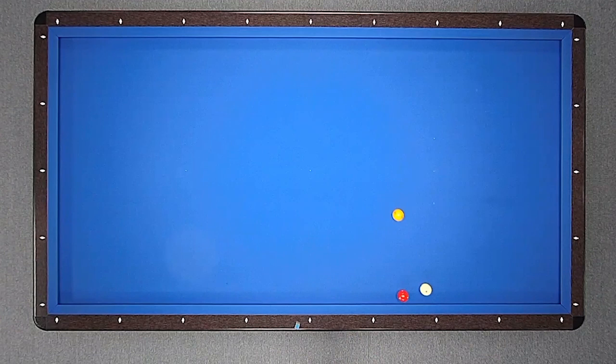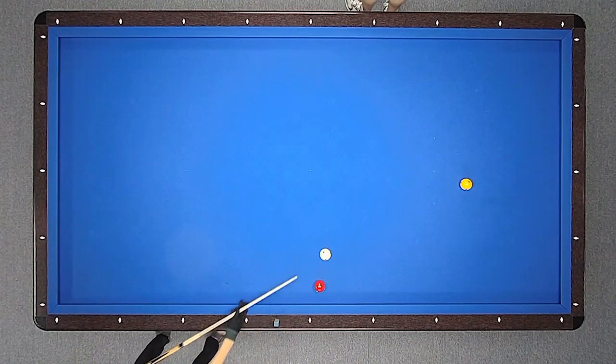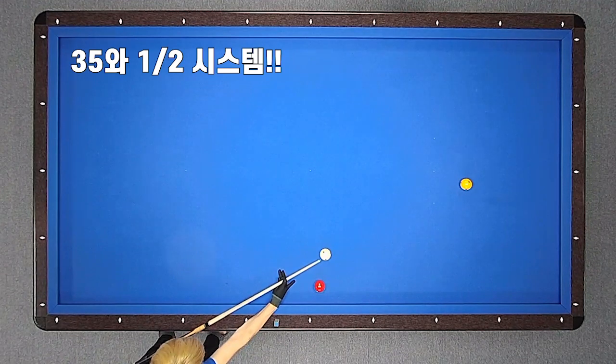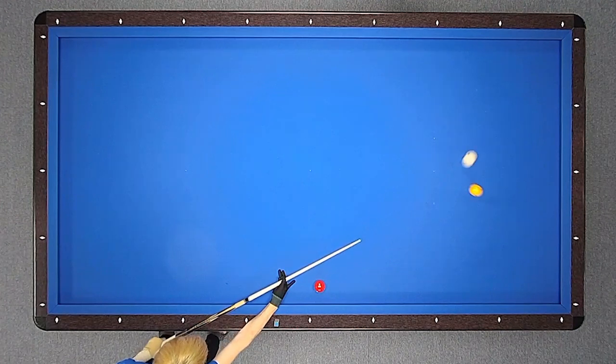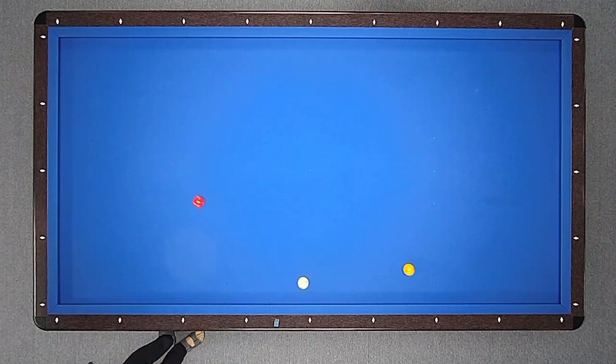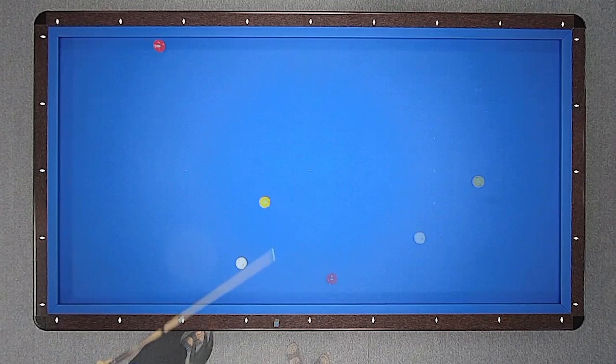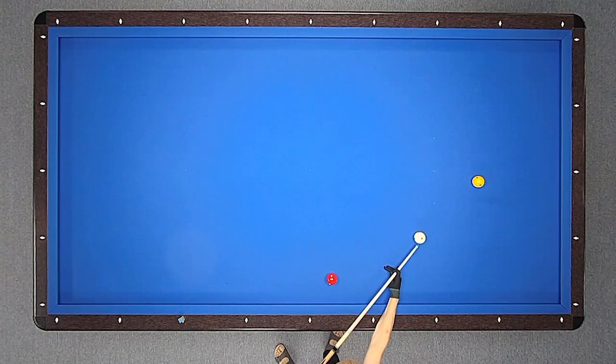Today we're going to share a famous system that many of you may already know. The system is 35½. I've made it simple because I haven't dealt with it yet. It's easy and useful, so there are quite a few places to use if you know it.